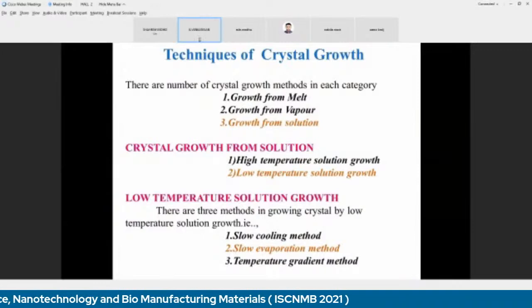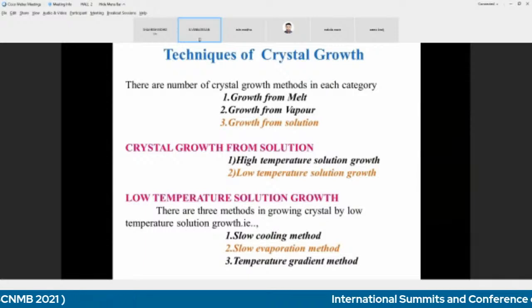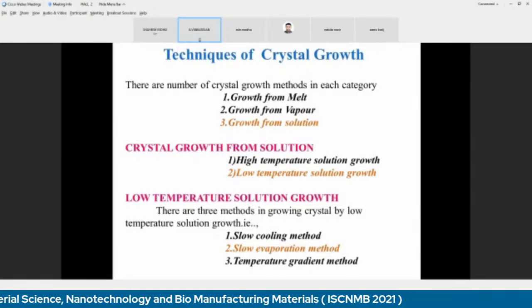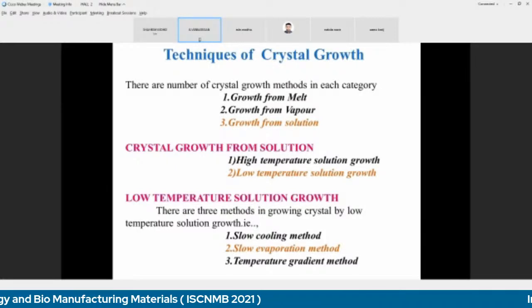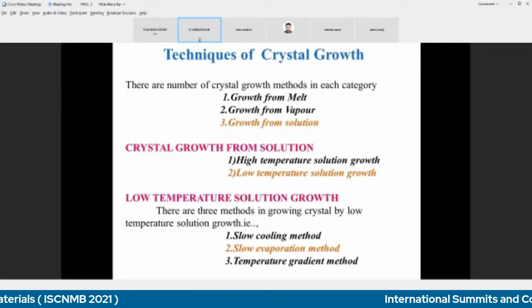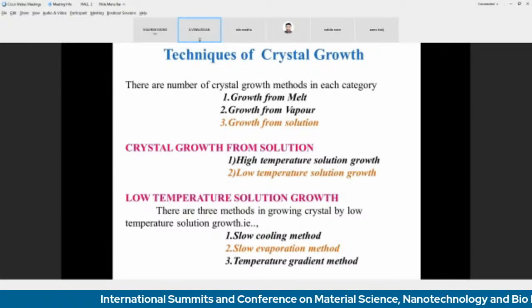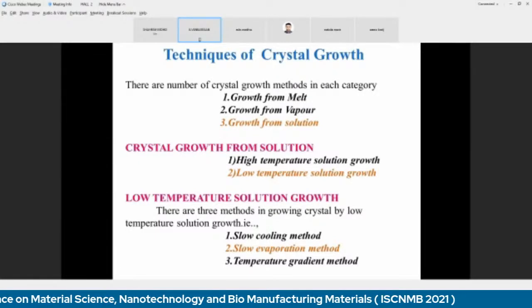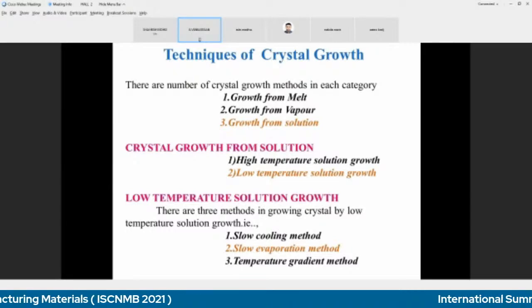There are a lot of techniques to grow crystals. Basically, we have three types: growth from melt, growth from vapor, and growth from solution. From these three, I have chosen growth from solution. Further, growth from solution is classified into two types: high temperature solution growth and low temperature solution growth. Of these two, I have chosen low temperature solution growth. Low temperature solution growth is classified into the slow cooling method, slow evaporation method, and temperature gradient method. Among these three, the slow evaporation method is one of the simplest and has a low cost. For that reason, I have chosen the slow evaporation technique.